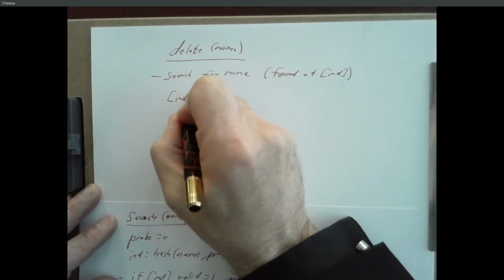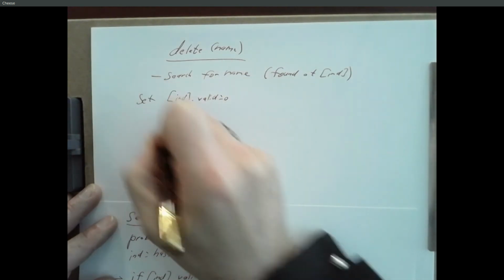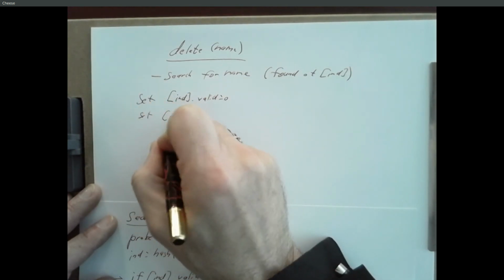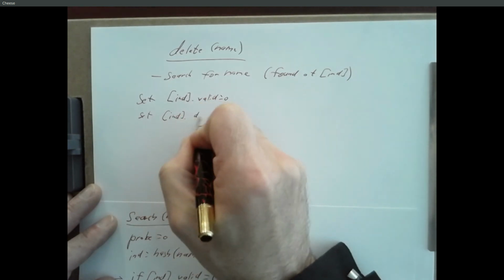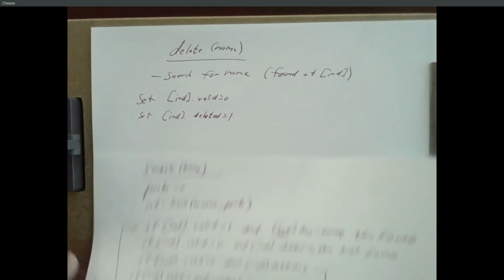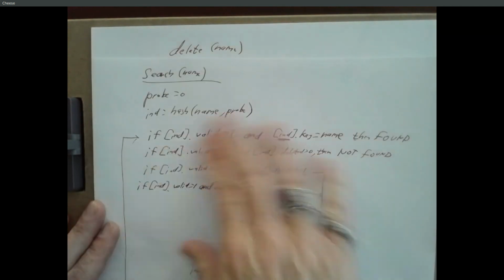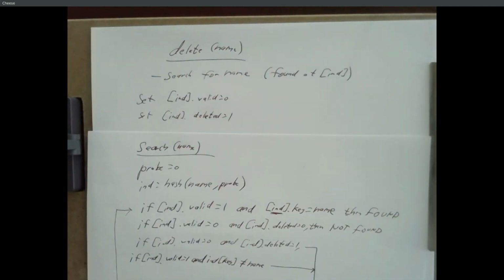So set the valid flag equal to 0 and set the deleted flag equal to 1, and you're done. So deletion is trivial once you go through all of the search stuff to figure out where the entry is stored in the table.